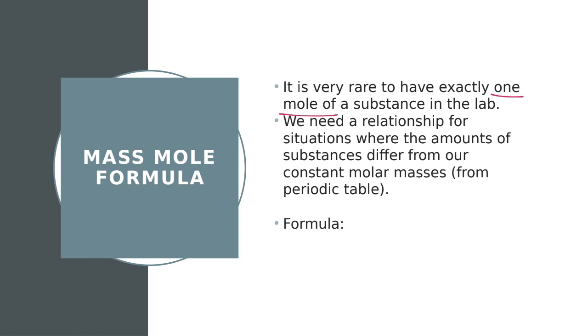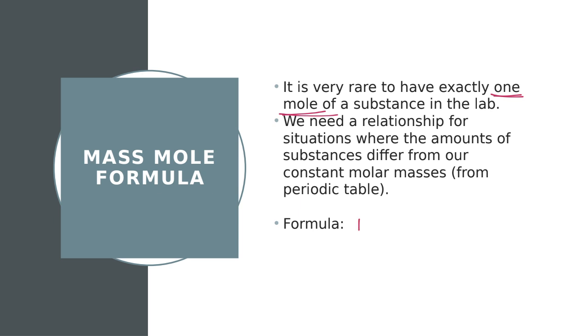Now that we understand that the periodic table represents exactly 1 mole of a substance, we need a relationship to help us determine the masses of compounds when we don't have 1 mole. And almost never in the lab will we have exactly 1 mole of a substance. We might have a little bit more, a little bit less, or maybe a lot more, a lot less. So we need a relationship.